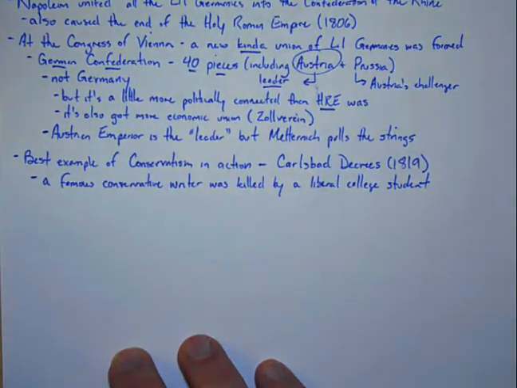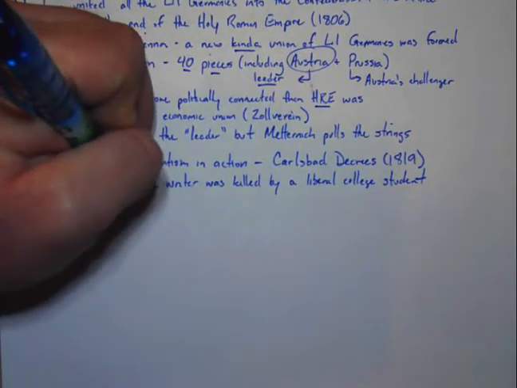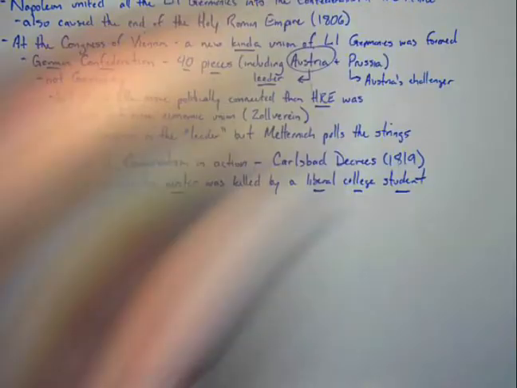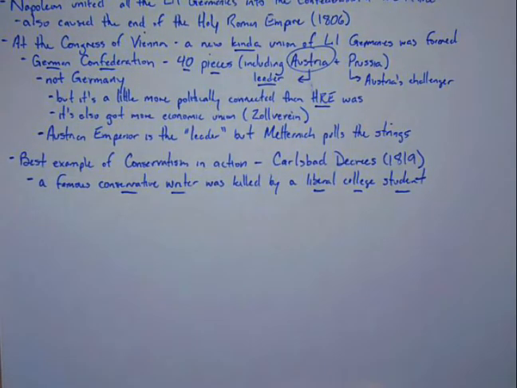More than likely, it wasn't a political thing. Politics might have had something to do with it, but it might have just been an argument. But in any event, it doesn't really matter. What matters is that a conservative writer was killed by a liberal college student. The actual story doesn't matter because Metternich is going to use this as a way to crack down on people who are not conservative.